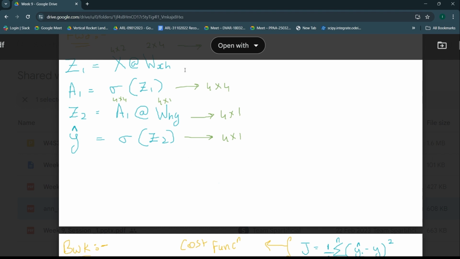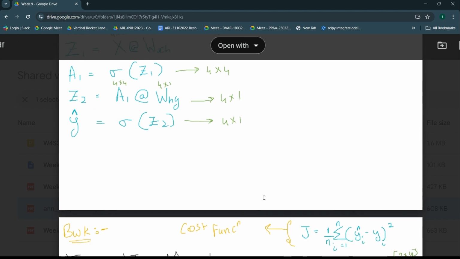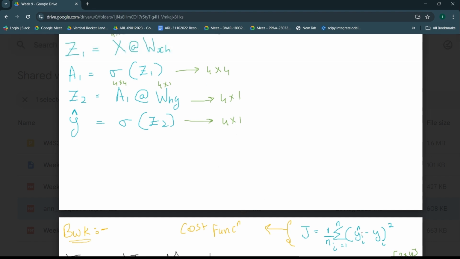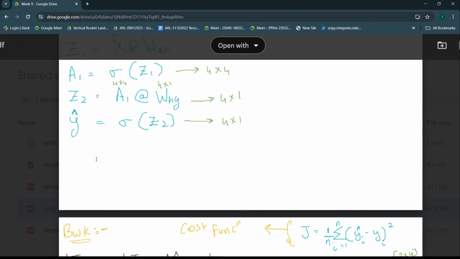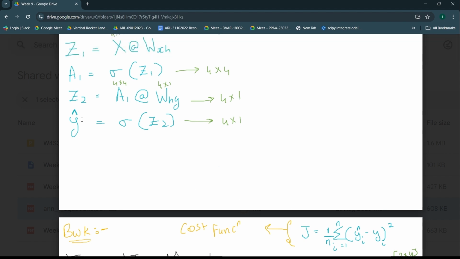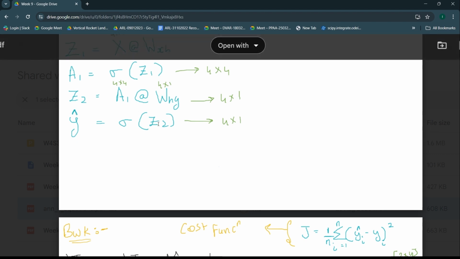For this, again, we need to follow this chain rule. And how is the chain rule going to work? First of all, to reach this particular point, I need to take the derivative of the cost with respect to your y cap. After getting to the y cap part, I'll need to take the derivative of y cap with z2. Once I reach z2, I can take the derivative of z2 with respect to WHY. And that's how I'm going from J till WHY.